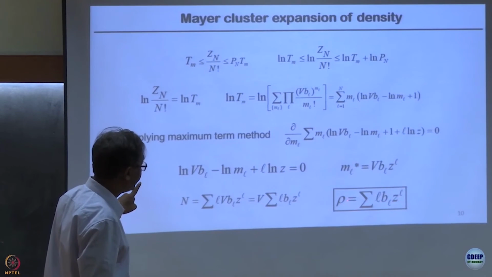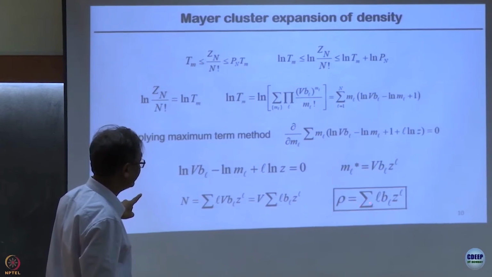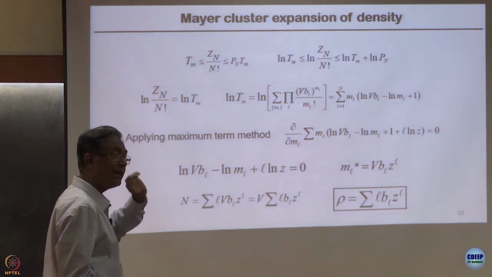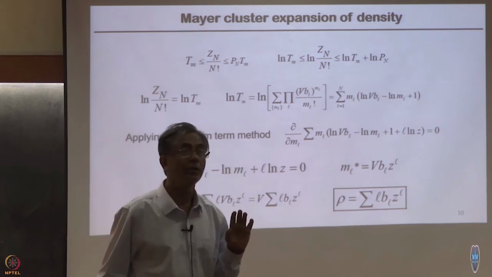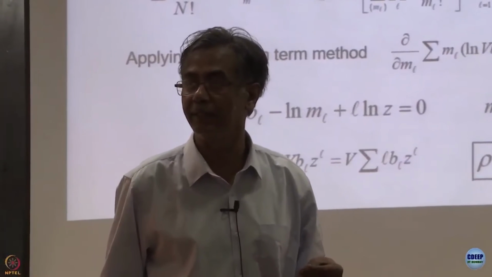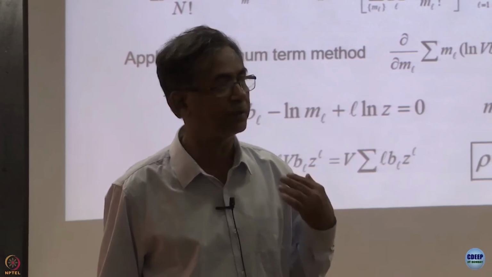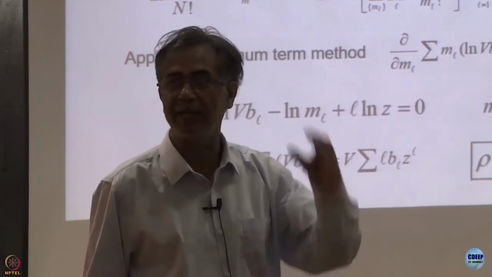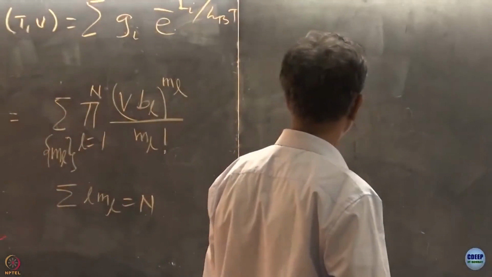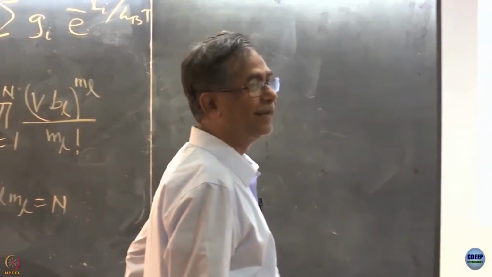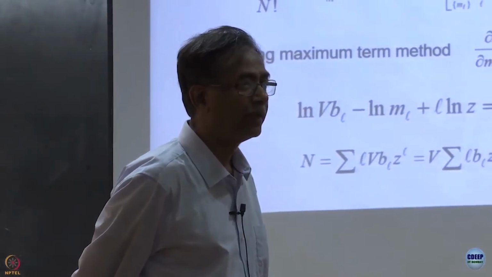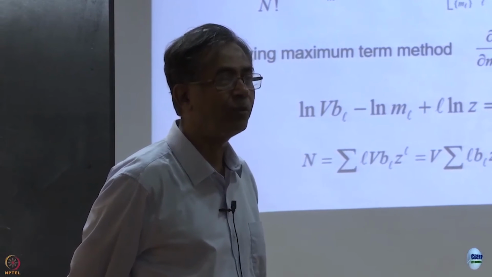So look at the beauty, the density is the sum of L, BL, Z to the L, where Z is the fugacity, which plays the role that beta plays in the canonical ensemble, where beta becomes 1 over KBT. How did beta enter into the description in the canonical partition function? Yeah, absolutely, as a Lagrangian multiplier. Here also, what is the constraint? This is the constraint, and that constraint enters through a Lagrangian multiplier now. Beta enters through which constraint?